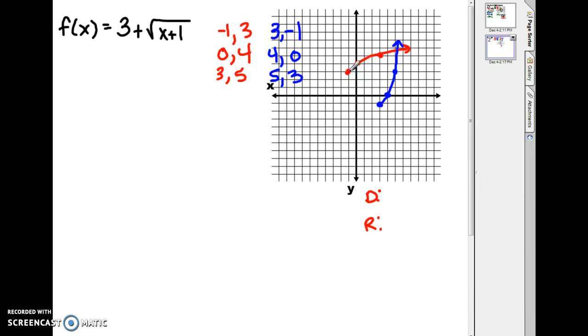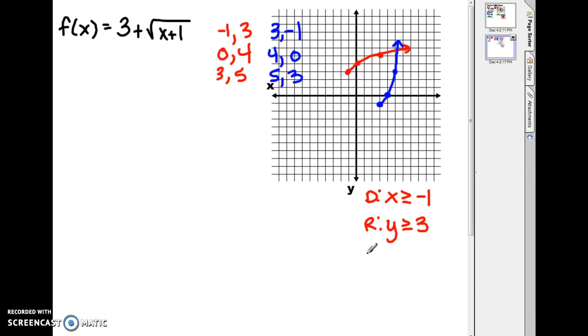Domain is left and right. This red graph does not go left and right. It only goes right, which is greater than. It goes right forever, but it starts here, which for the x value was negative 1. Now the range is how far up and down. This graph only goes up. So it's going to be y is greater than or equal, again because it's going up, not down. If it was down, you put less than or equal to. But it's going up from this y value, which was 3.